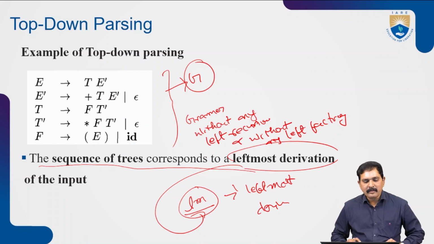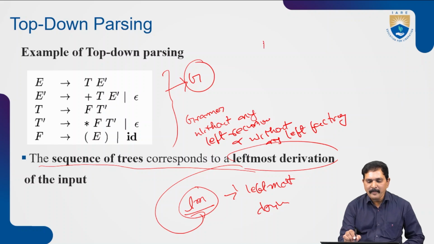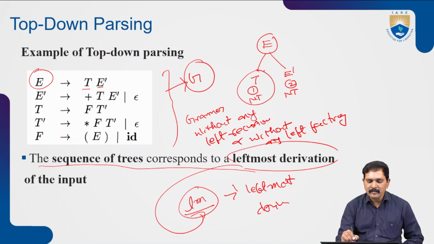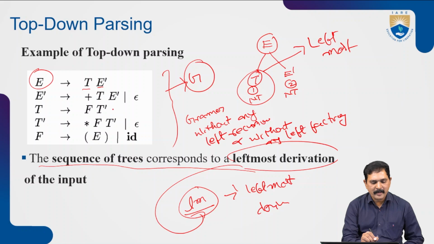Let's see how you start. Suppose I take this E as the root node. Under this root node we create two nodes, T and E dash. Both are non-terminals. Here the leftmost non-terminal is T. For this leftmost non-terminal you apply a replacement. The T alternative is FT dash.